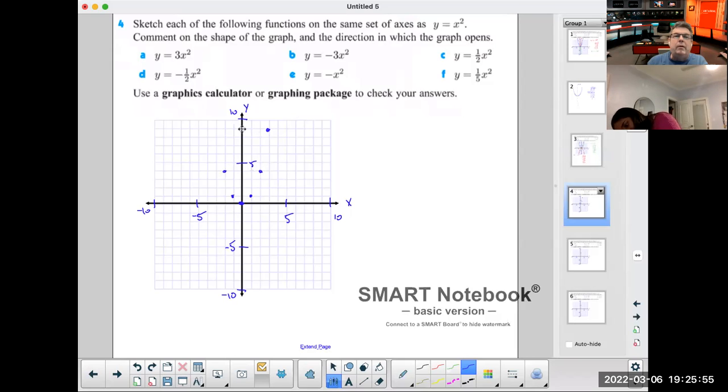And again, notice how when you do your points here, they're the same distance from the y-axis, the axis of symmetry, right? On either side.